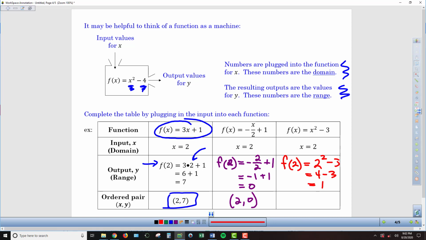And so our input-output pair is, with 2 as an input into this function, we get 1 as an output. So this is just what we call evaluating a function at a particular value. So you'll see that in your homework. We're asked to evaluate a function for a particular value, and it could be any number that we could plug in for x. And so then we're just trying to figure out what is the output that goes with it.